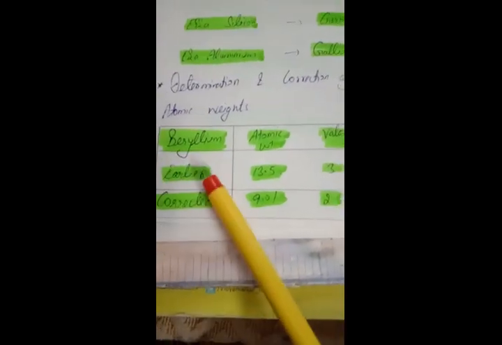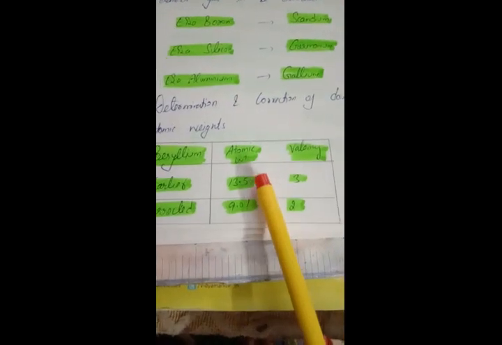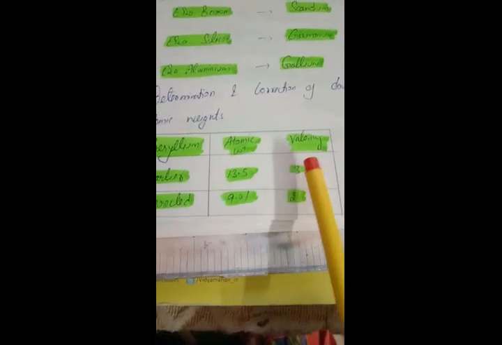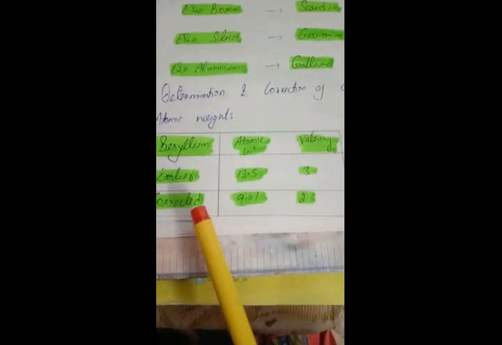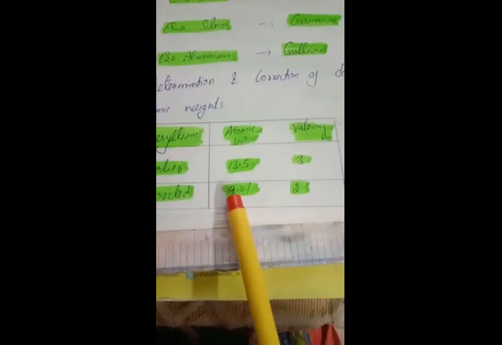And he determined and corrected the doubtful atomic weights also. I have written here beryllium: earlier its atomic weight was 13.5 and valency 3, but he corrected it. Now it's 9.01 and its valency is 2. So that was all about the merits of Mendeleev.